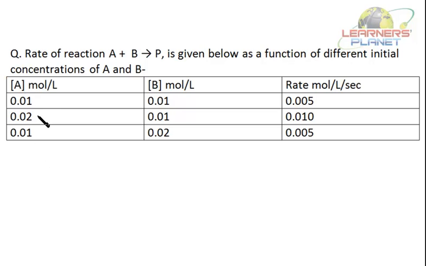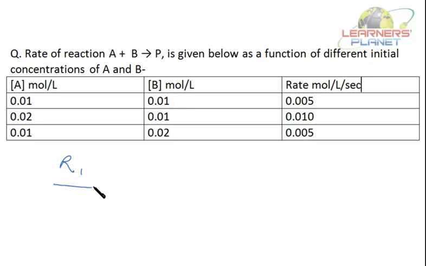If we take up the second experiment, then the concentration of A is 0.02, B is 0.01 and the rate is 0.010. It means in experiment 2, whatever is the change in the rate of reaction is due to the change in concentration of A, because the concentration of B is kept constant. Now let's find out for cases 1 and 2 what we can do. We can find out the order with respect to A. So it will be what?